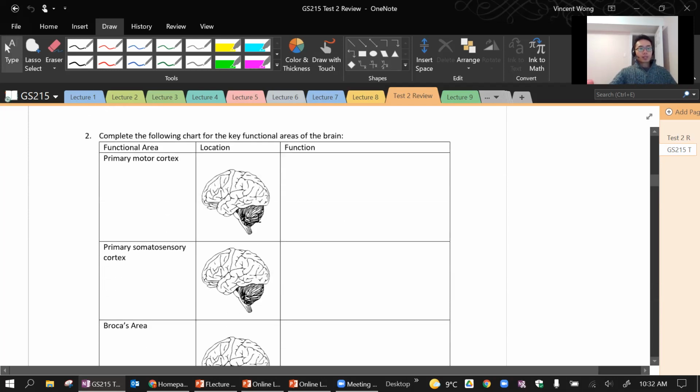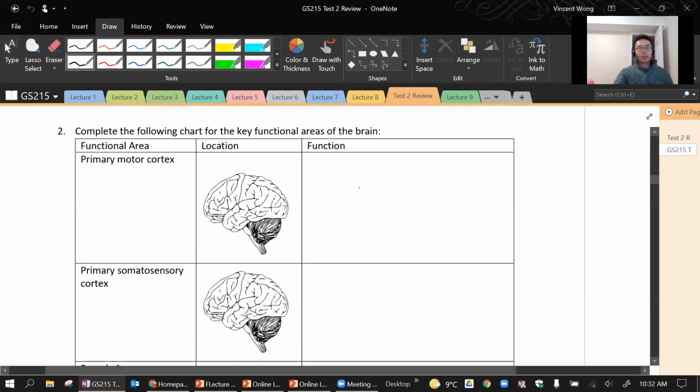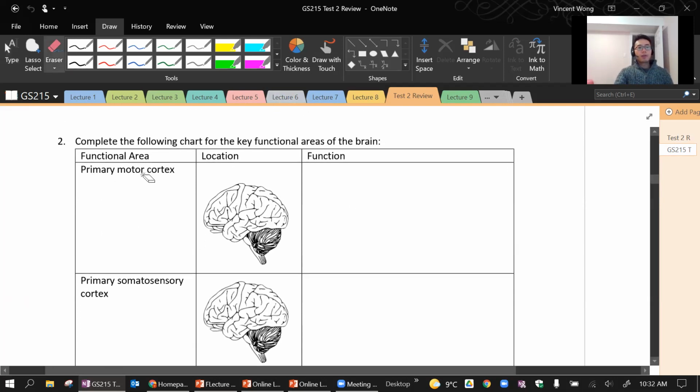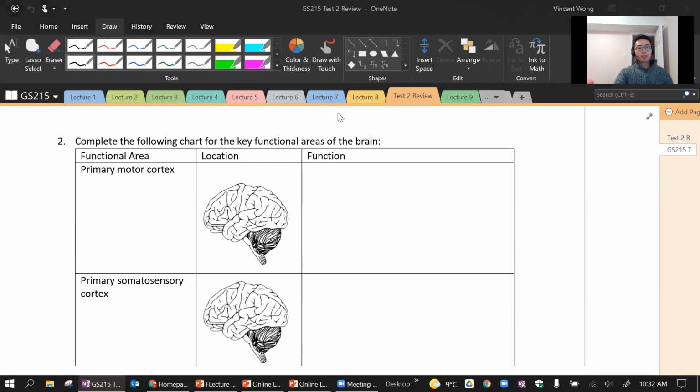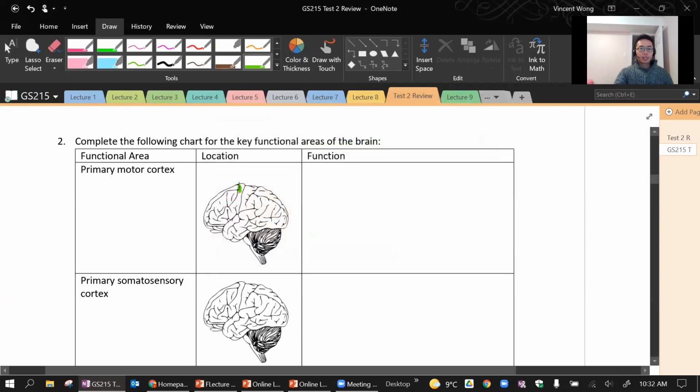Okay, so here, let's do this one. Complete the following chart for key functional areas of the brain. So the primary motor cortex. We talked about this multiple times already, and you should be able to identify it. So here is the primary motor cortex, right?